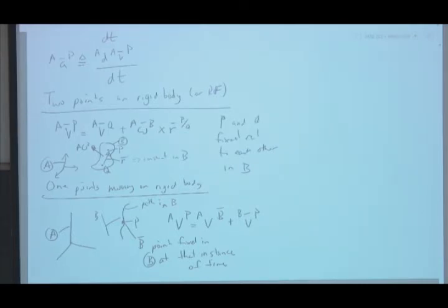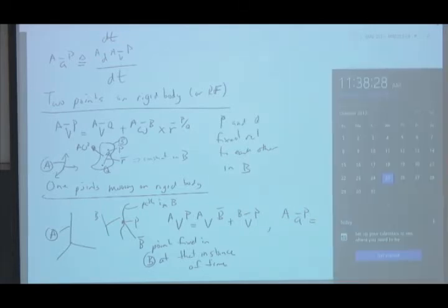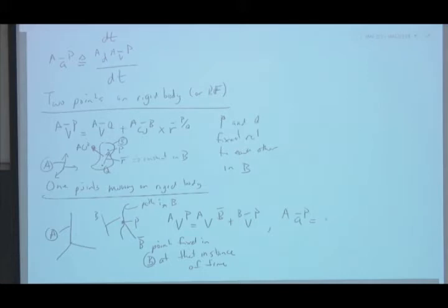as well as the corollary acceleration equation. I'm sorry, getting that wrong. The acceleration of P in A equals the acceleration of B bar in A plus the acceleration of P in B plus 2 omega B in A crossed V of P in B. Right? This is the Coriolis term.